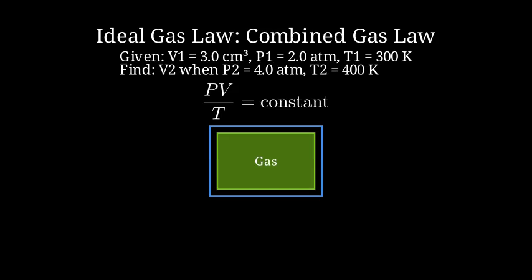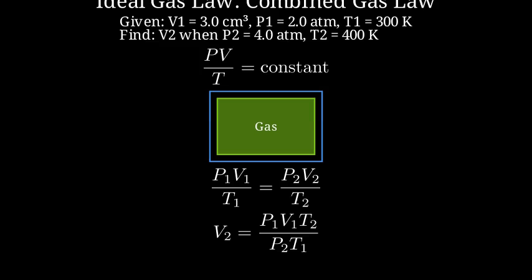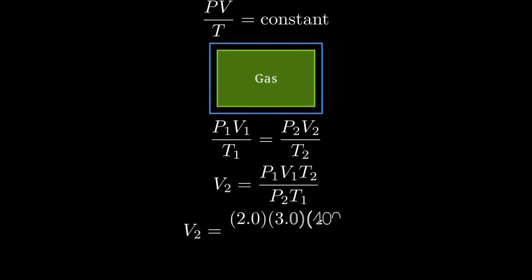Now, we apply the combined gas law. P1V1 over T1 equals P2V2 over T2. We solve for V2. Now substitute the values. P1 is 2.0 atmospheres, V1 is 3.0 cubic centimeters, T2 is 400 Kelvin, P2 is 4.0 atmospheres, and T1 is 300 Kelvin. Let's compute it step by step.